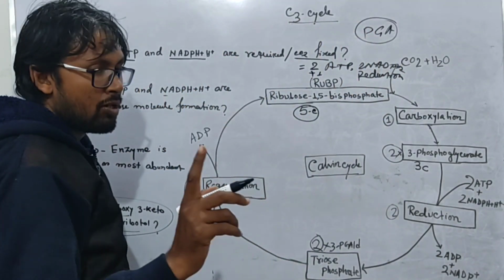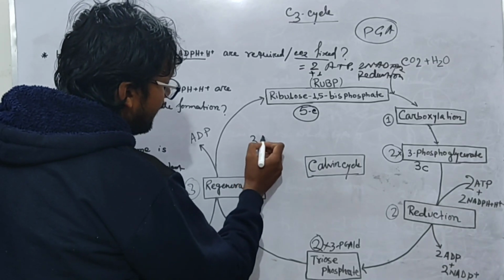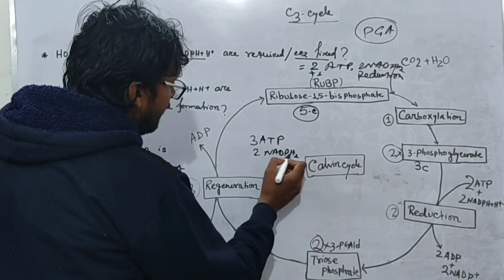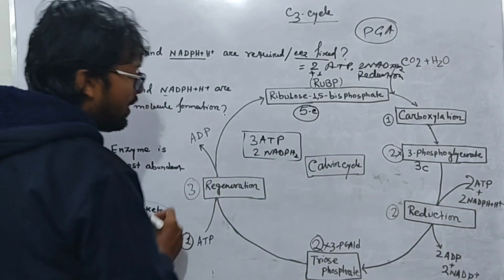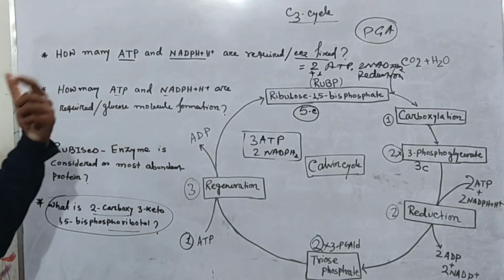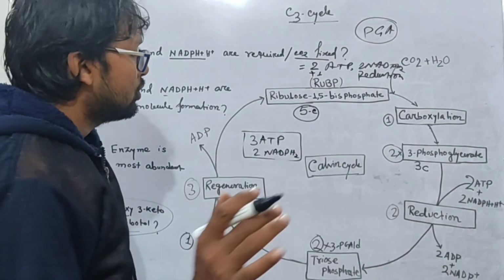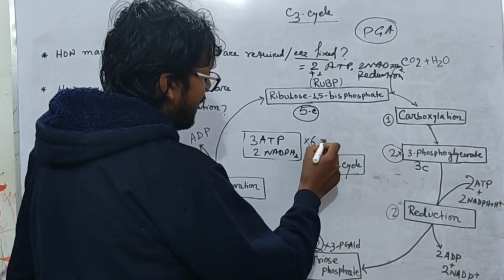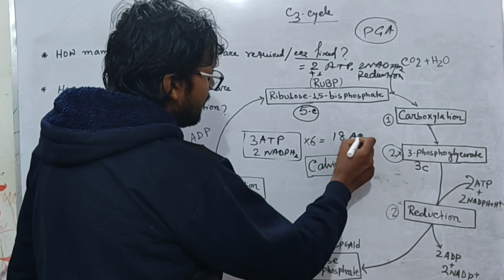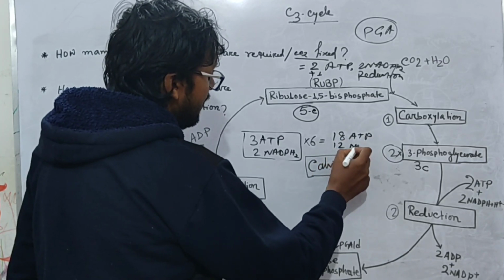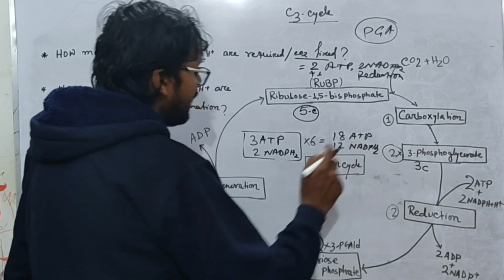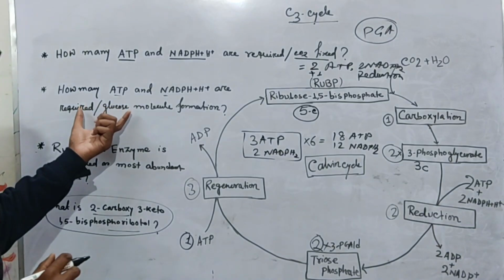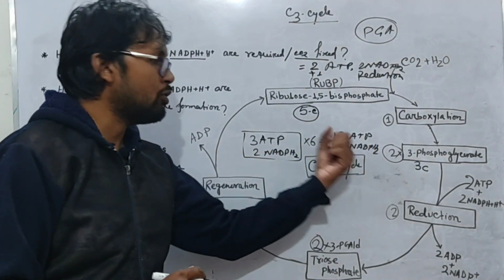So per carbon dioxide, 3 ATP and 2 NADPH2 are required. Okay, per carbon dioxide. And for glucose, we know that glucose has 6 carbons. So C6H12O6, that is for 6 carbon dioxide, multiplied by 6, that is a total of 18 ATP and 12 NADPH2 required for the synthesis of a glucose molecule. So the second question's answer is 18 ATP and 12 NADPH.